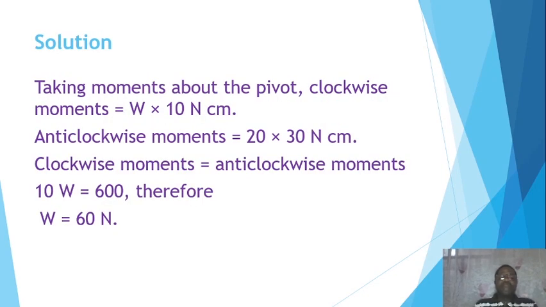So we now take the moment of the force. The clockwise moment will be the weight multiplied by 10, giving us 10 W Newton centimeter, while the anti-clockwise moment will be 20 multiplied by 30, giving us 600 Newton centimeter. We say clockwise moment is equal to anti-clockwise moment. Therefore, 10 W is equal to 600. Therefore, W is equal to 60 Newton. And that gives us the weight of the beam.